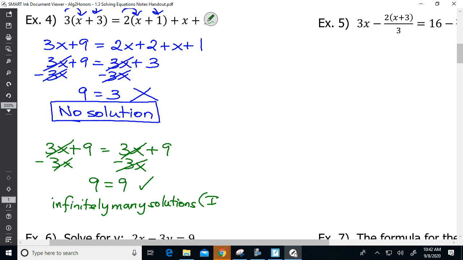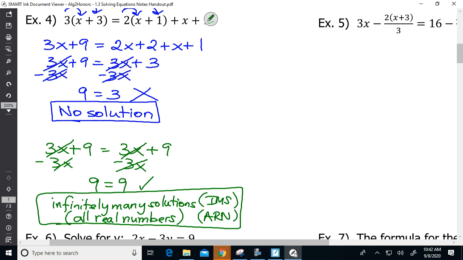You want to abbreviate that IMS, that's fine. You probably heard of it as all real numbers. You want to abbreviate that as ARN, that's fine too. You want to use the infinity symbol, be my guest. Just know that there are 2 special cases. It doesn't have to announce itself. If it's there, you work with it.